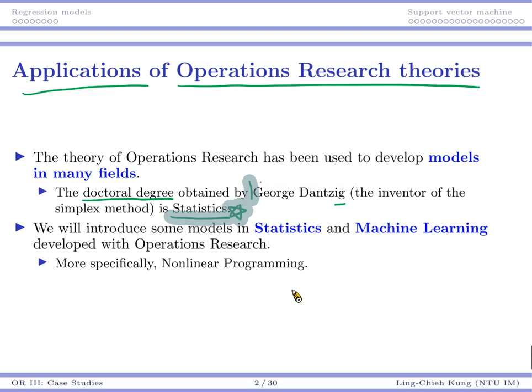So for today, we're going to use statistics and machine learning as two examples to show you how operations research may help us build, construct, and derive models in these two fields. Our examples will be focusing on nonlinear programming.